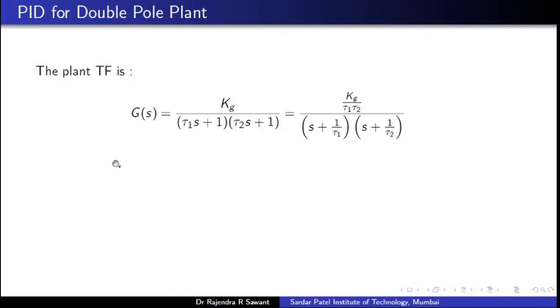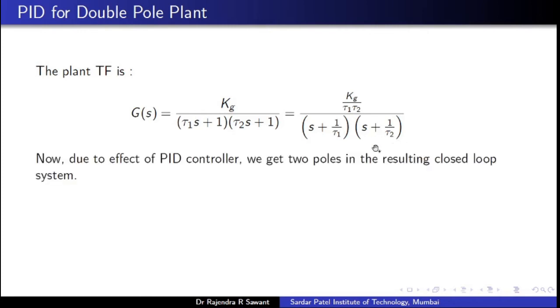Now let us discuss another case, with a double pole plant. Here we have got a plant with two poles. This is one pole, the first pole, and this is the second pole. This can be rearranged with this expression, with the first pole location at s equals minus 1 upon tau 1, and the second pole at s equals minus 1 upon tau 2.